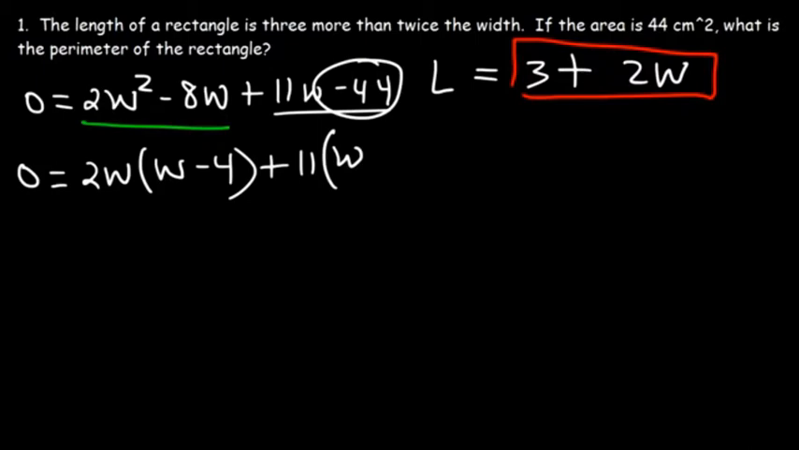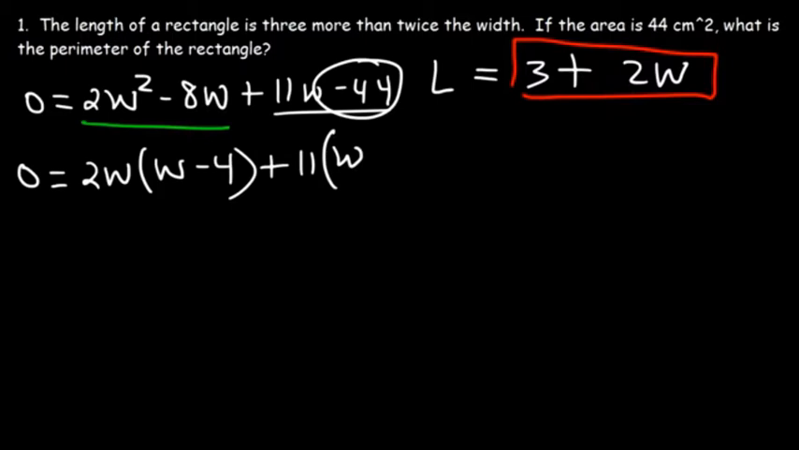So now let's factor w minus 4. When those two terms are the same, that means that you're on the right track. You've done everything correctly so far. So if we take out w minus 4 from this term, what we're going to have left over is the 2w. And if we take it out from the second term, we're going to have 11 left over, but it's going to be plus 11.